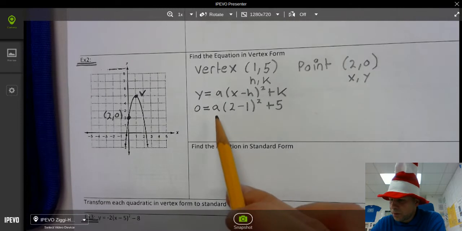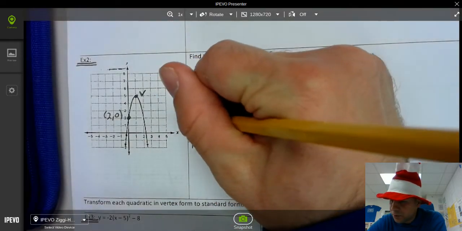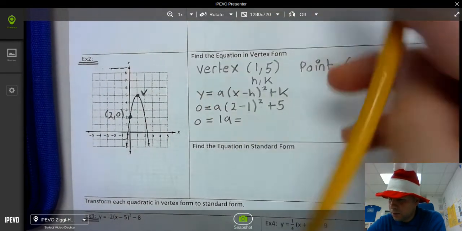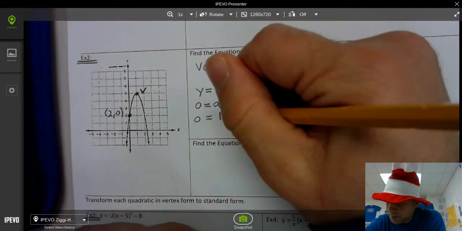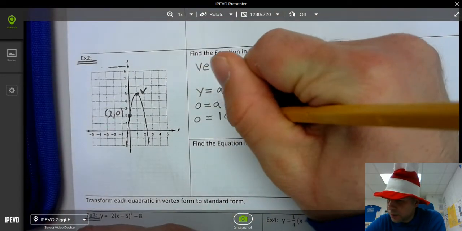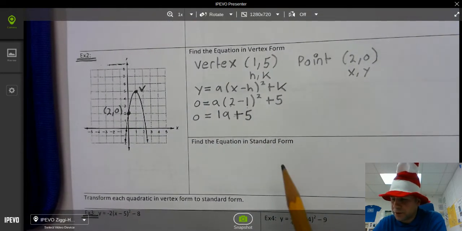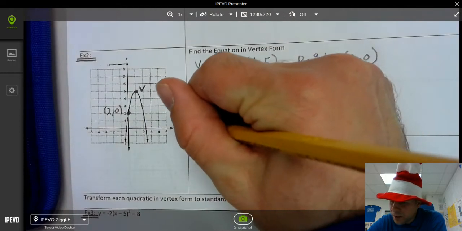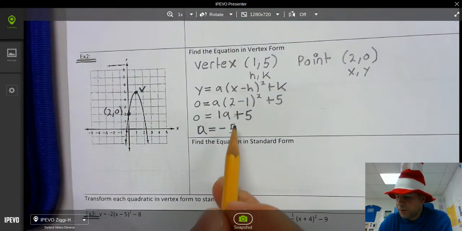So 2 minus 1 is 1. 1 squared is 1. So you just get 0 equals 1a. Whoa, that's not equal. Minus, or no, what am I doing? Plus 5. The reason why I said minus is I was thinking a step ahead. Now we subtract 5 from both sides. So a equals negative 5.